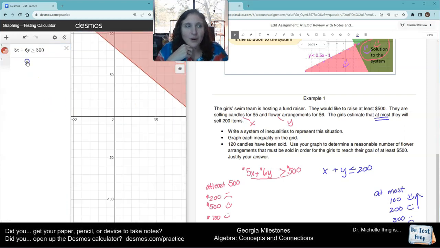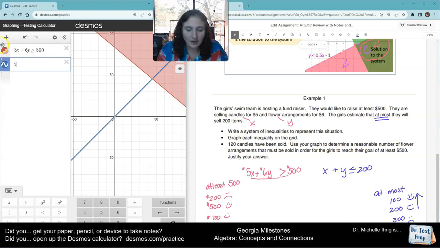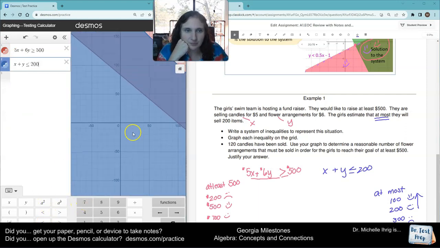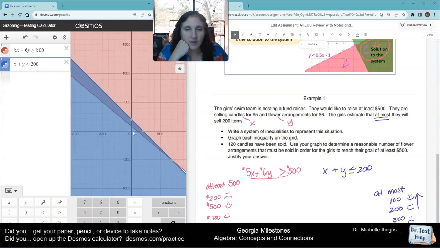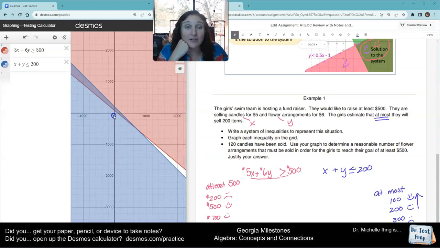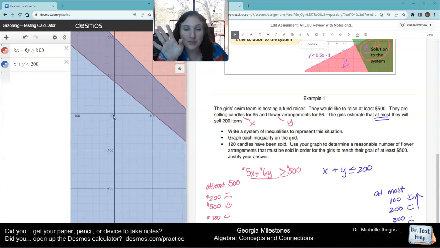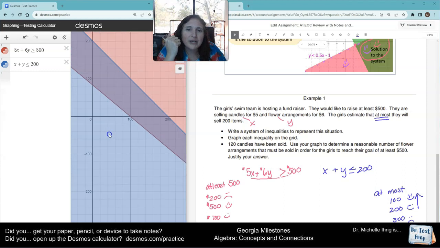Okay. Now we're going to type our other one. X plus Y has to be less than or equal to 200. Here's our other line. So that overlap is the correct answer, kind of, because they can't sell negative flowers. It's not like, oh yeah, I just sold negative 17 candles. So really speaking, we're talking about it being in this dark range. That's really the answer, okay?